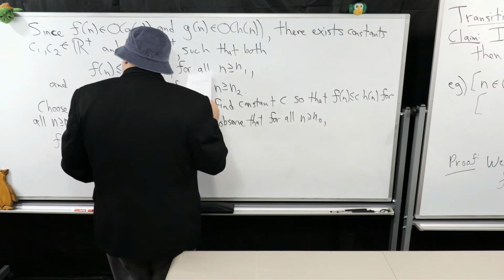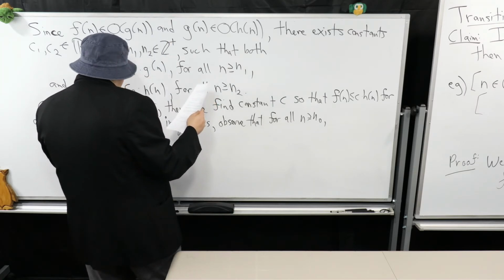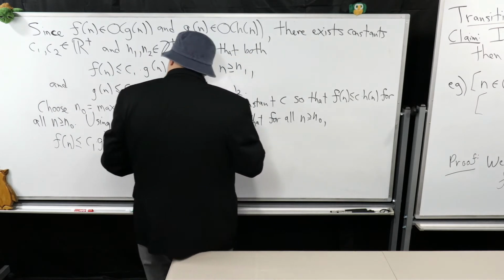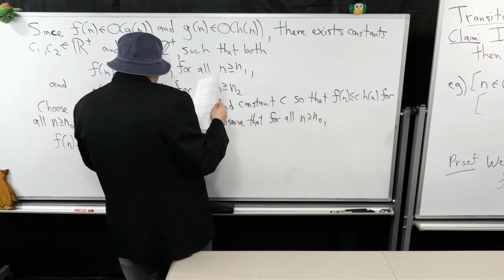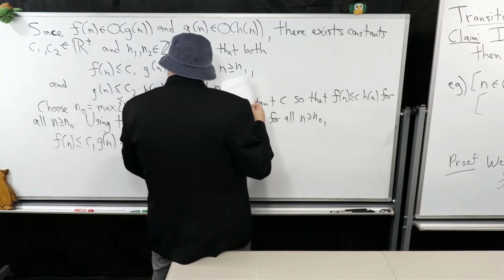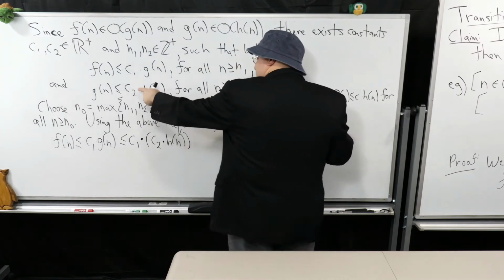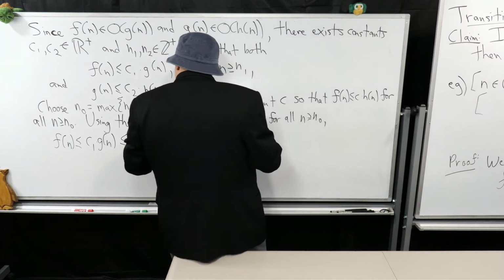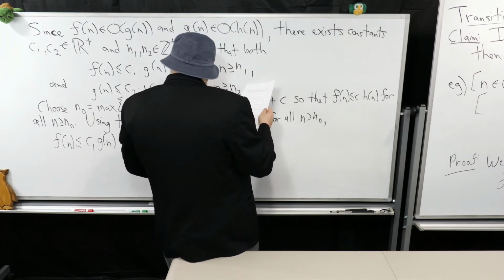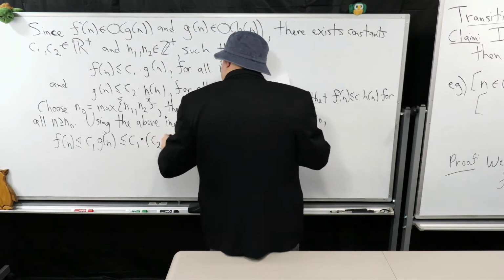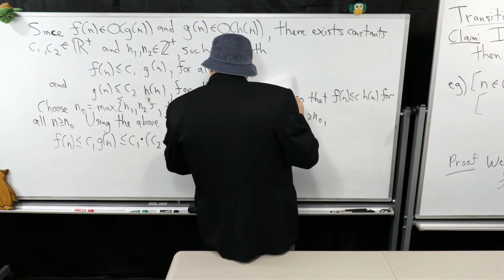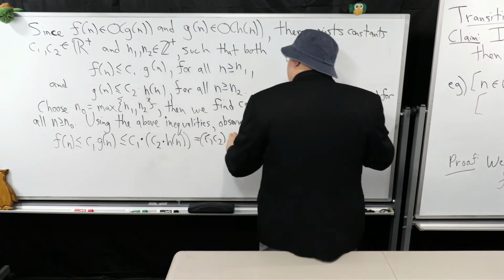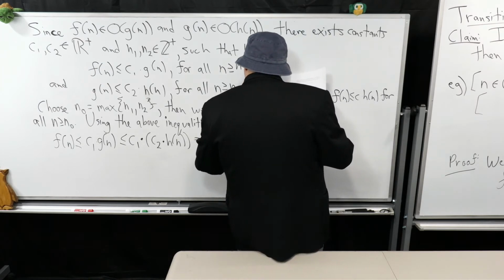So f of n is less than or equal to c1 times g of n. Now we know that this is less than or equal to, so what's g of n less than or equal to? c2 times h of n, right? So I'm going to have c1 times c2 times h of n. I replace g of n with this because that's what's sitting right here, and we made sure n was big enough. Now I'm going to rearrange these terms a little bit. I'm going to put c1 and c2 together as a product. So I have c1 times c2 times h of n.